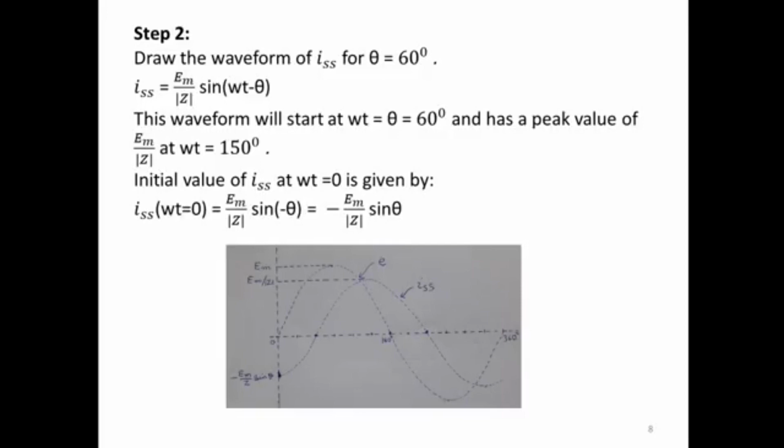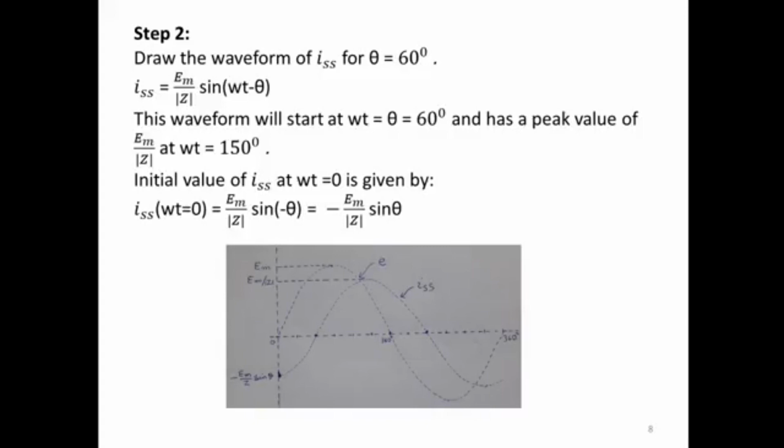Second step, draw the waveform of steady state current by using theta equal to 60 degree. ISS is equal to Em by Z sine omega t minus theta. Now how will you plot this equation? You can see by the expression that it will be a sine wave, having a peak value of Em by Z and having a delay of theta, 60 degree. That is why the waveform will have its 0 point at 60 degree.